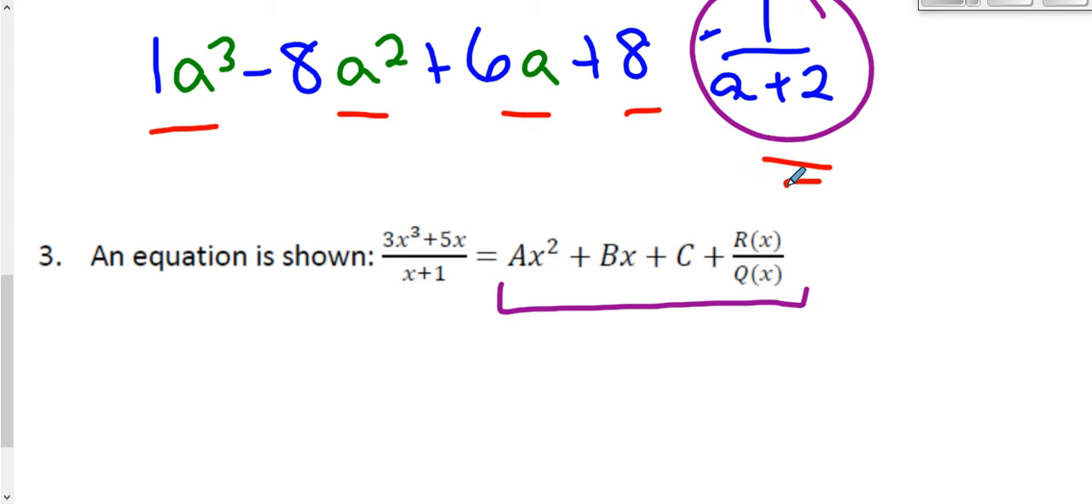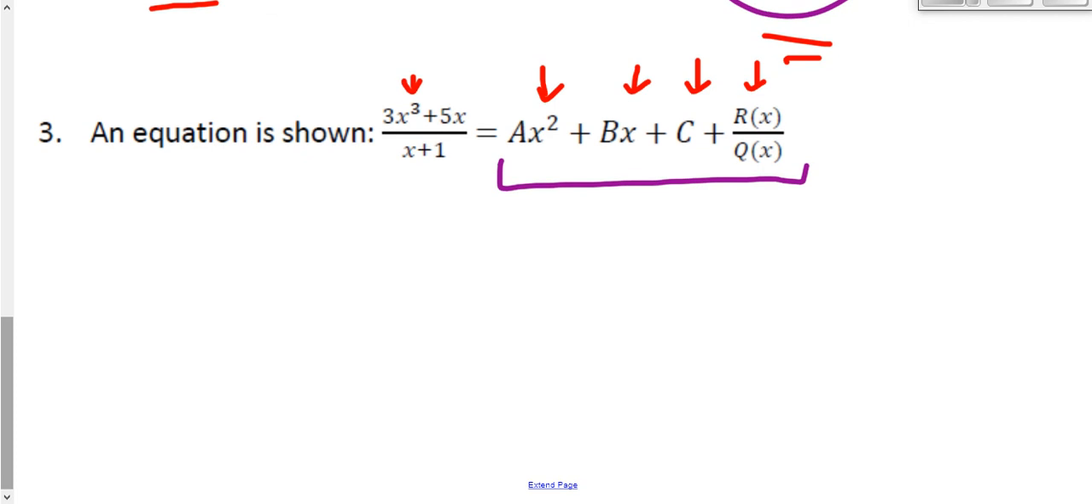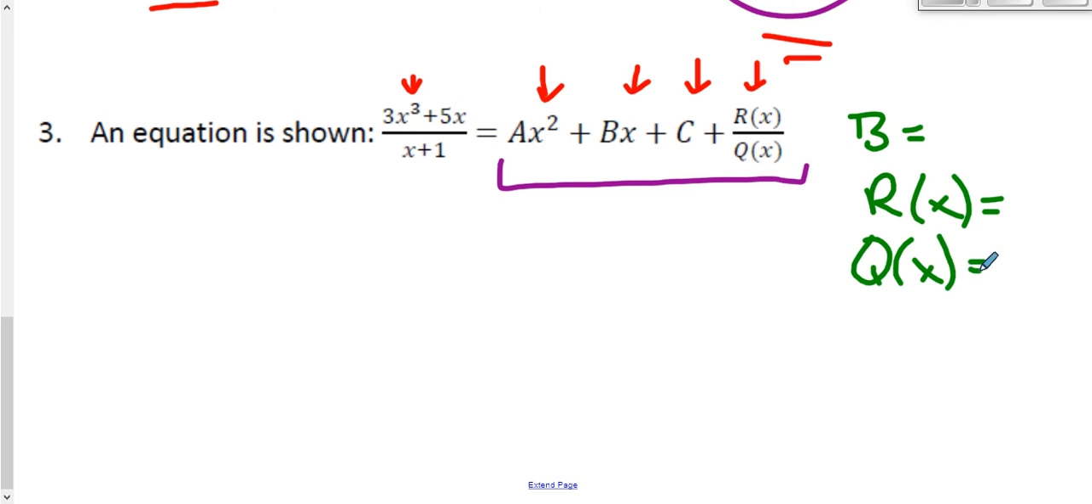And that's exactly what's happening down here, except because my highest power is 3, the result starts with squared, then goes to 1, then just a number, and a remainder. So it's just telling you that that's kind of what your answer is going to look like. And what it is asking for, I accidentally cut it off, is it's asking for us to find b, r of x, and q of x. And we're going to be able to do that after we divide.